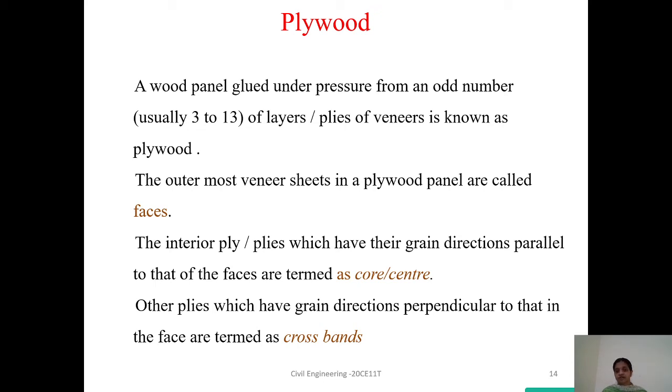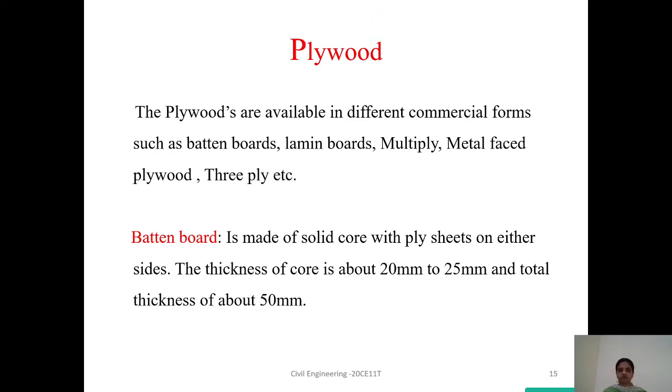So the plies which have their grain direction parallel to that of the face are termed as core, and the other plies which have grain directions perpendicular to that of the face are called crossbands. Plywoods are available in different commercial forms such as batten boards, laminate boards, multiply, metal faced plywood, 3-ply, etc. Let us see what a batten board is.